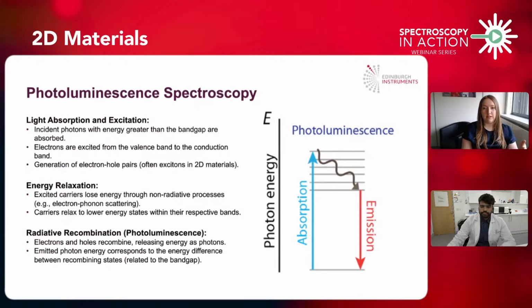The energy that they release or emit directly reflects the energy difference between the recombining states, which is then related to the material's electronic band gap. So by analysing the emitted light, PL spectroscopy provides crucial information about the electronic structure and optical properties of the 2D materials. For Raman, we're probing phonons and vibrations, and in PL, we're now looking at the band gap.